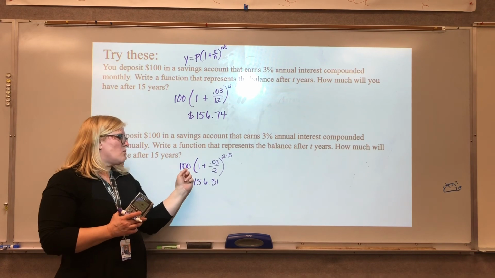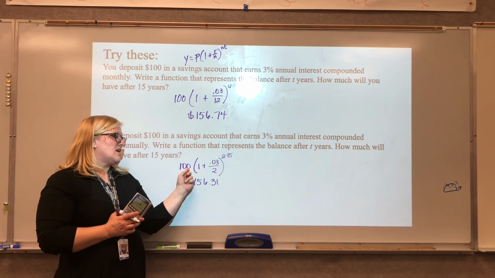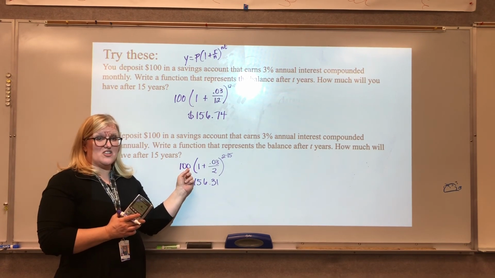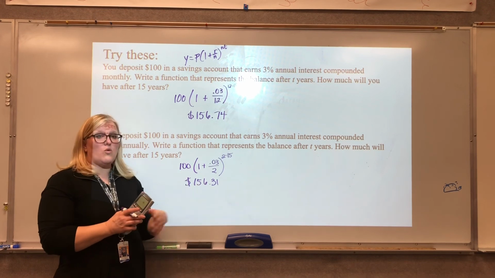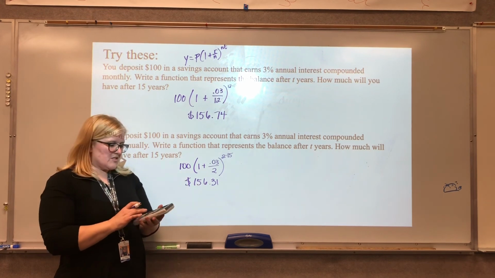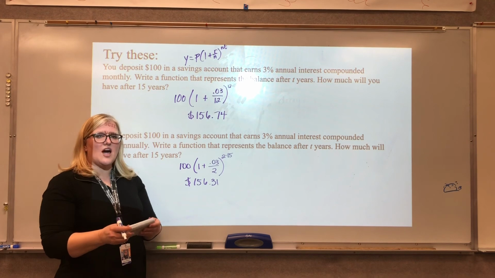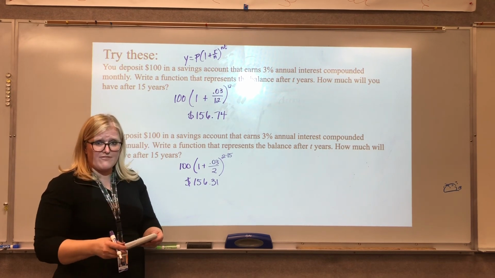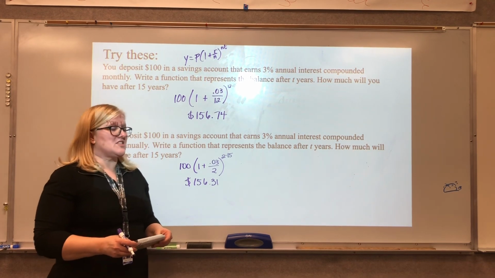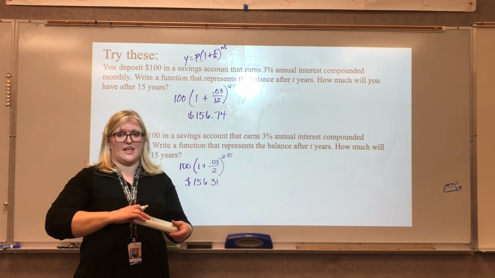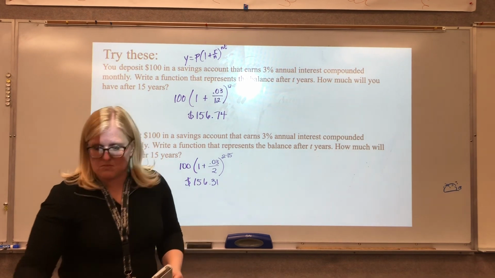So after 15 years, it's not a huge difference, but if this were a higher interest rate, and if somebody was investing, say, $1 million, that's going to be quite a lot of difference. So it's best to get something that's compounded more often. Maybe it's compounded daily or compounded hourly, then that number gets bigger.